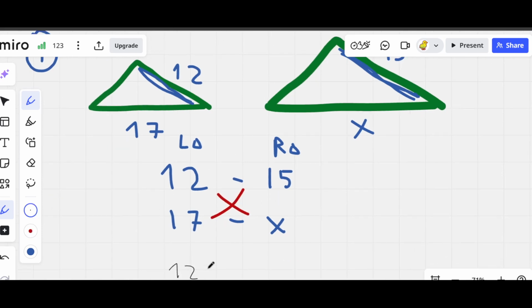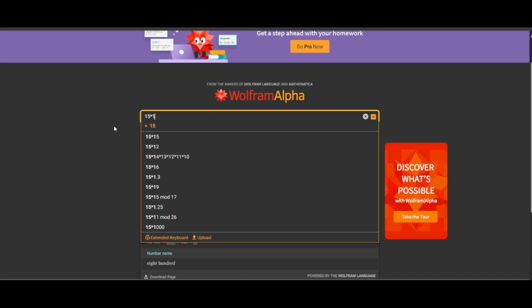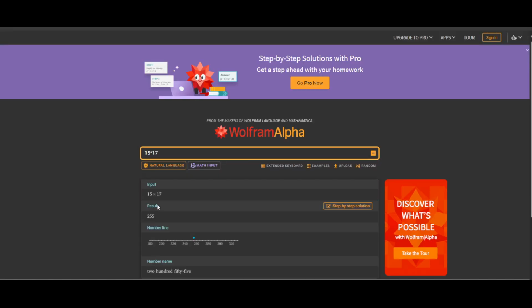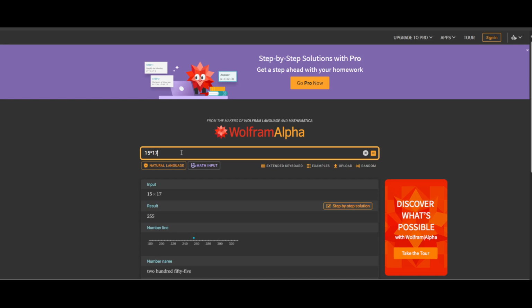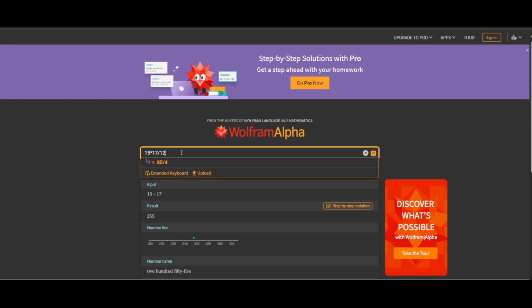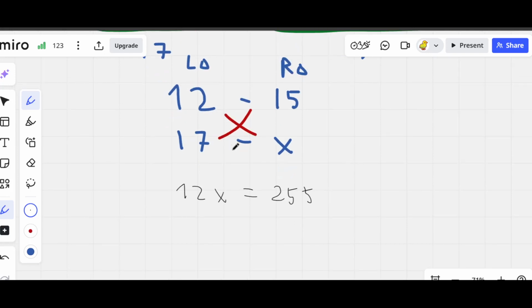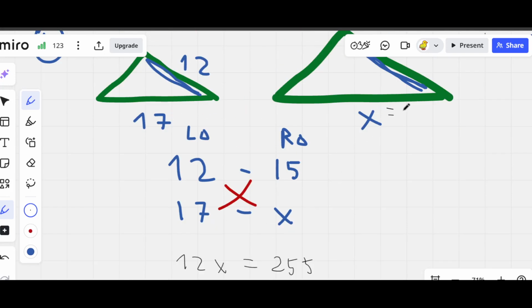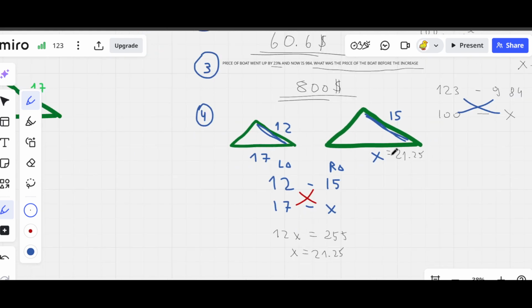So 12x equals 15 times 17. I don't know how much that is. 15 times 17, let me check, 255. So 12x is 255. Now we divide by 12 to get how much 1x is, and that gives us 21.25. And this is the length of that side of the triangle.